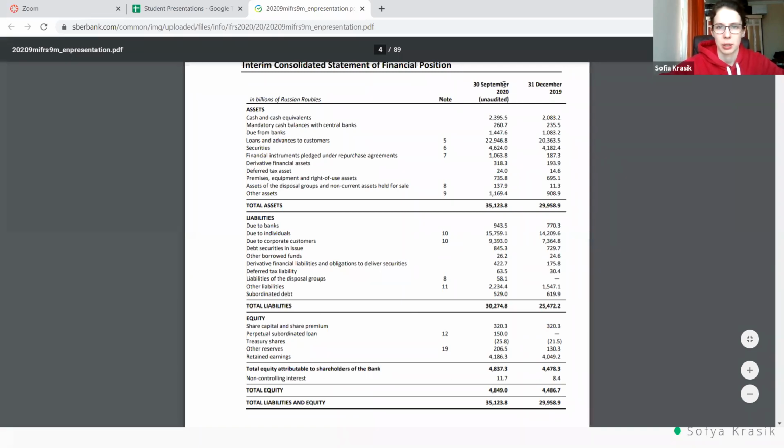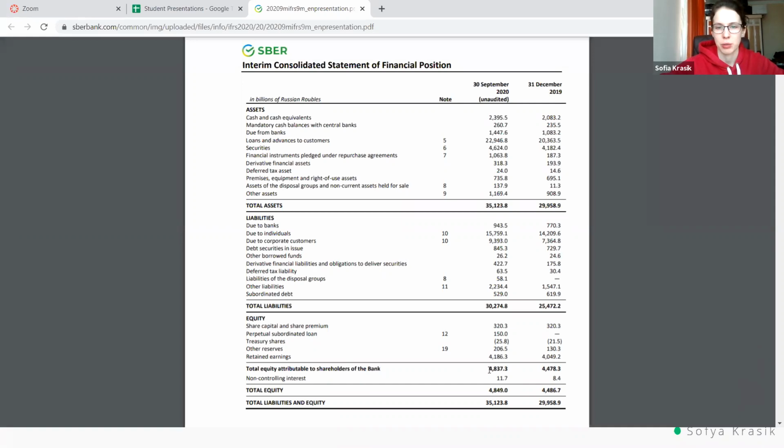So here, the last international reporting available, at least yesterday, was for September 30th of the last year. So this is the end of the third quarter, which is the time to provide an accounting report. Here you can see that at this moment, total shareholders' equity of the Sberbank was almost 5 billion rubles.